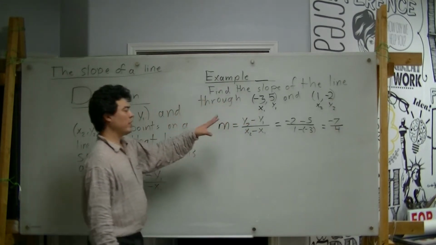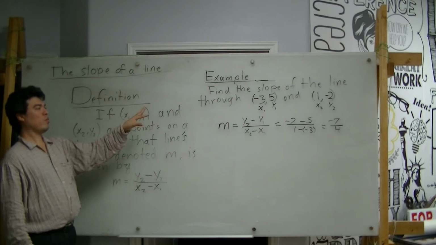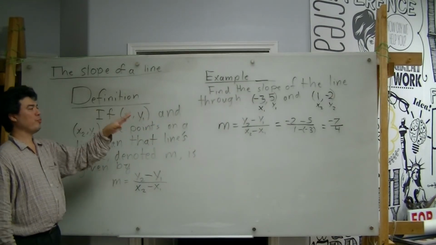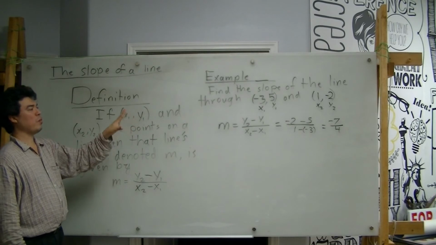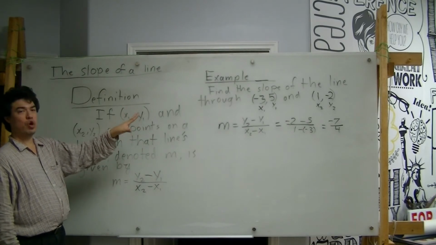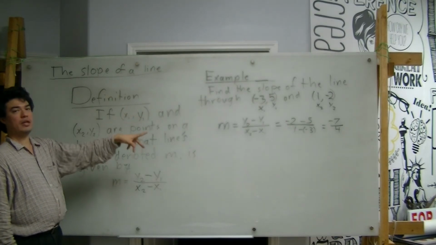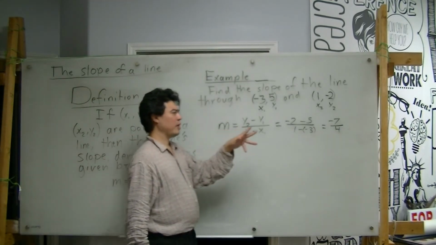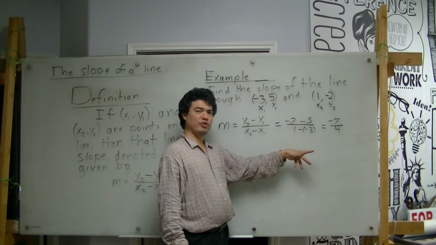So now we can identify what the slope of this line is. The line that passes through the points (-3, 5) and (1, -2) has a slope of -7 divided by 4. Now I want to explain how we interpret this negative slope.